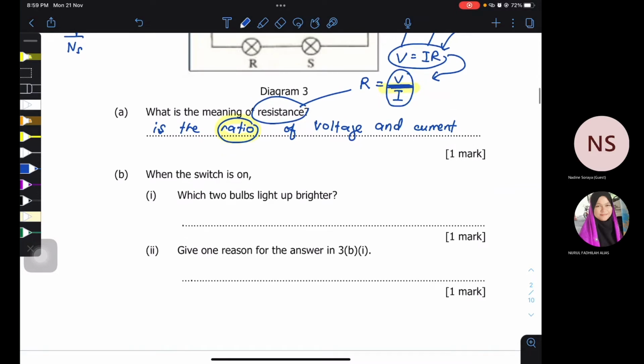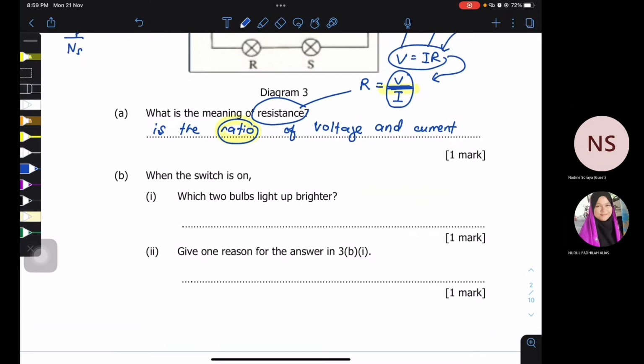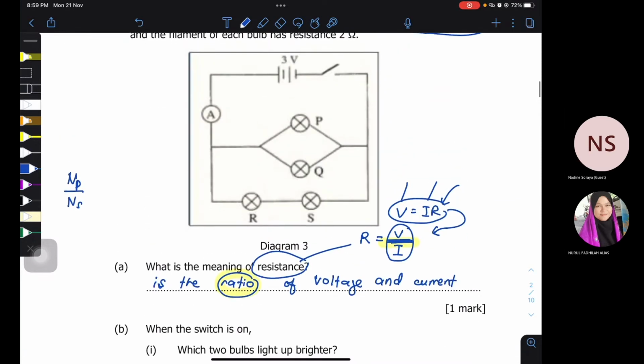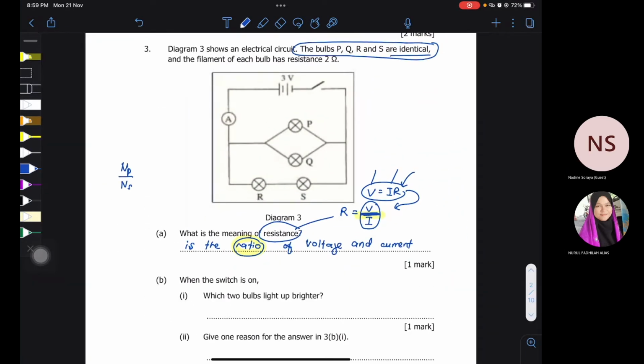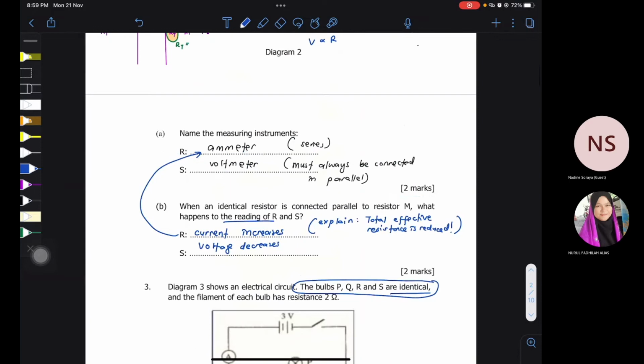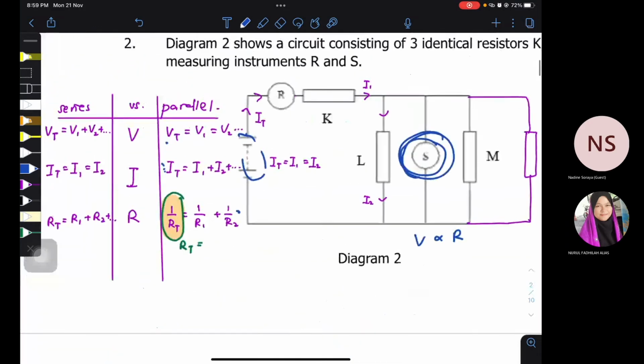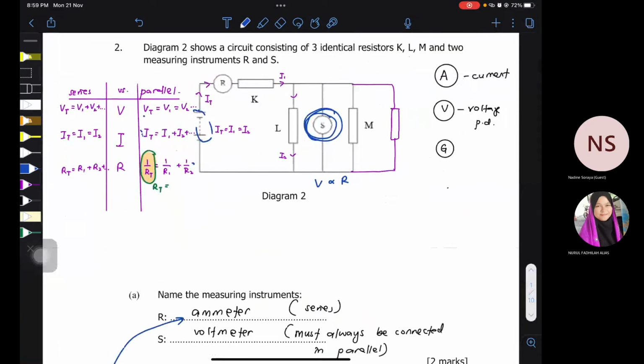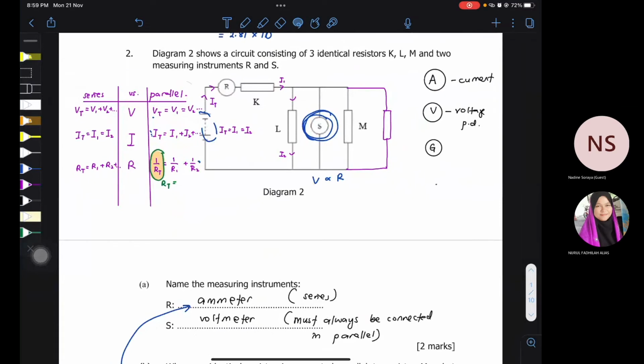Okay, B. When the switch is on, which two bulbs light up brighter? Which bulb lights up brighter when the switch is on? Let us look. We have P, Q, R and S. So this still applies the same concept: if series, if parallel, how is it? So I will take it back again, so everything is easy for us to refer to.